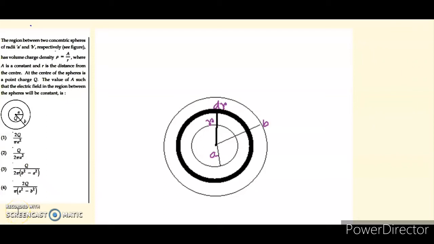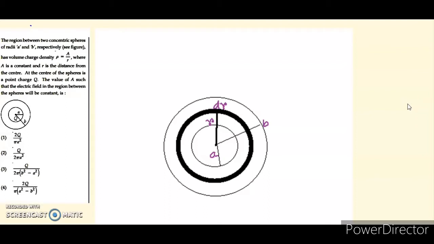Here it is given that the region between two concentric spheres of radii a and b respectively has volume charge density rho equal to A by r, where A is a constant and r is the distance from the center. At the center of this sphere is a point charge Q. Find the value of A such that the electric field in the region between the spheres will be constant.